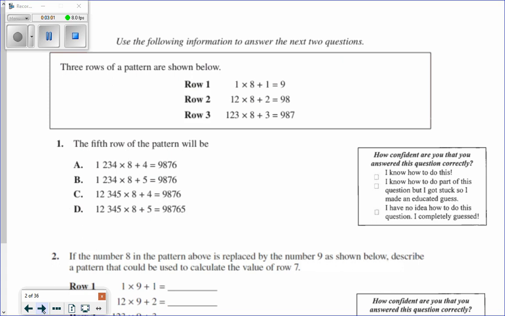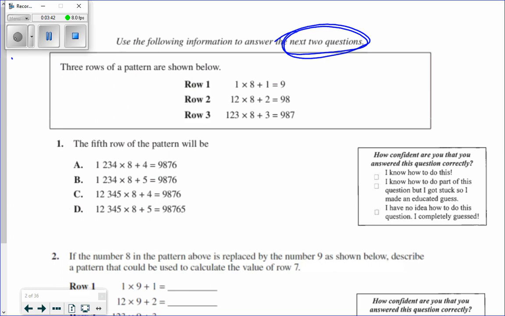So here's a mathy example, a mathy puzzle. Make sure that you read the questions carefully right here. Use the information for the next 2 questions. Okay, so make sure you read all the words on the page. So 3 rows of a pattern are shown below. So row 1, row 2, row 3. What should the 5th row be? And then for part number 2, if the number 8 in the pattern is replaced by the number 9, describe a pattern that can be used to calculate the value of row 7.